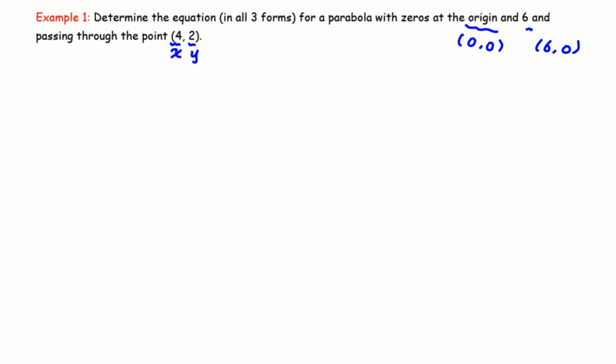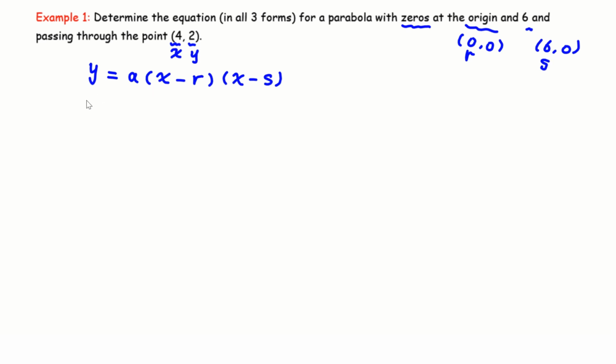And because it's given zeros, we are going to use the factor form to write the equation out. So y equals a bracket x minus r, bracket x minus s. This is the factor form, and the zeros, one is r, one is s. So we know that x equals 4, y equals 2, r equals 0, s equals 6.